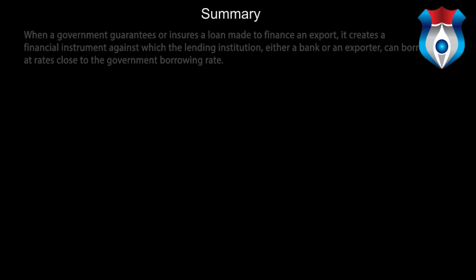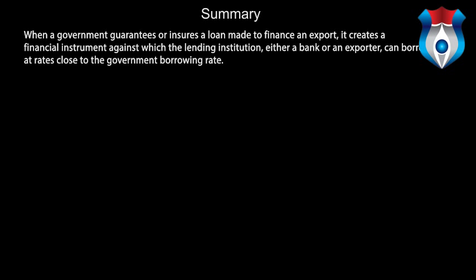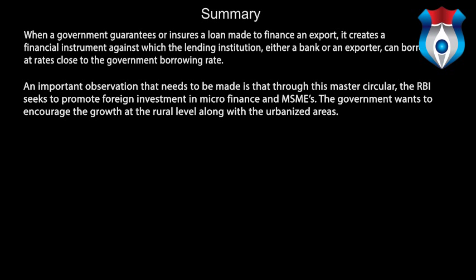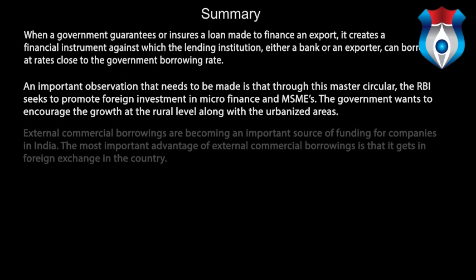Now in the end, let us summarize what we have learned in this lecture. When a government guarantees or insures a loan made to finance an export, it creates a financial instrument against which the lending institution, either a bank or an exporter, can borrow at rates close to the government borrowing rate.